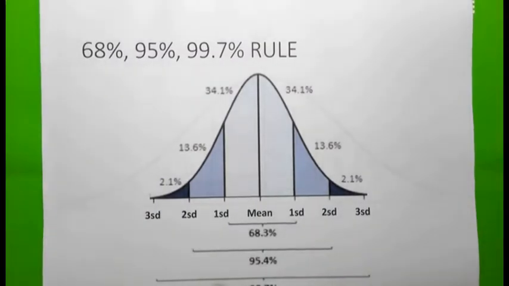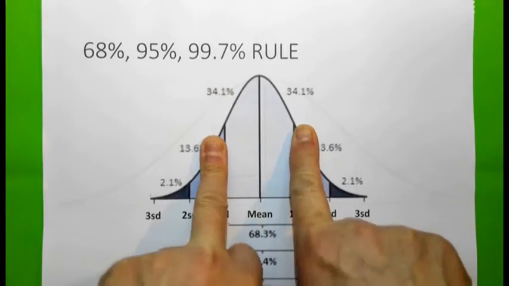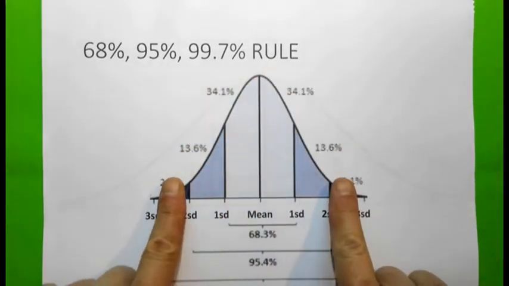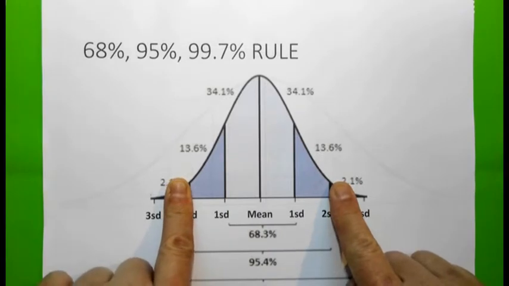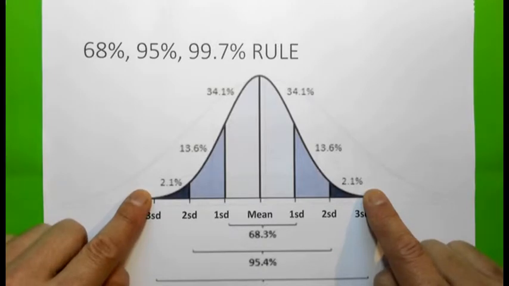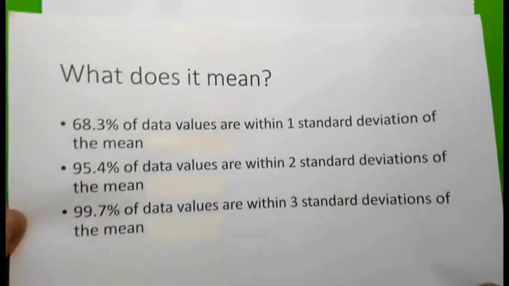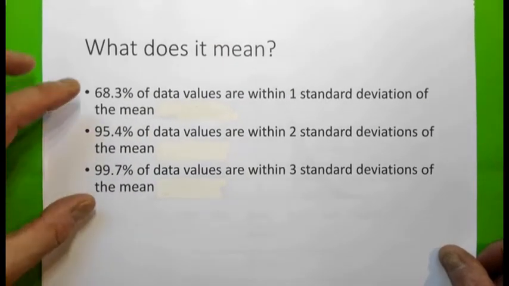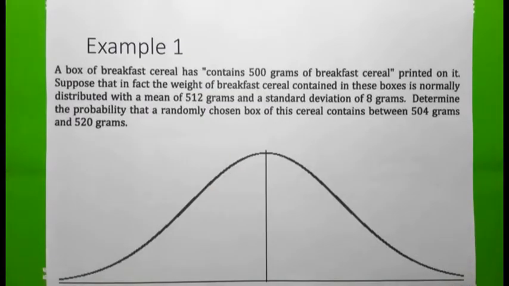Back to here again, this bit here, 68% of the area. Here, 95% or 94.5% of the area, and that bit here is 99.7% of the area. Now, pause the video for a while and write this down. Let's have a look at an example.